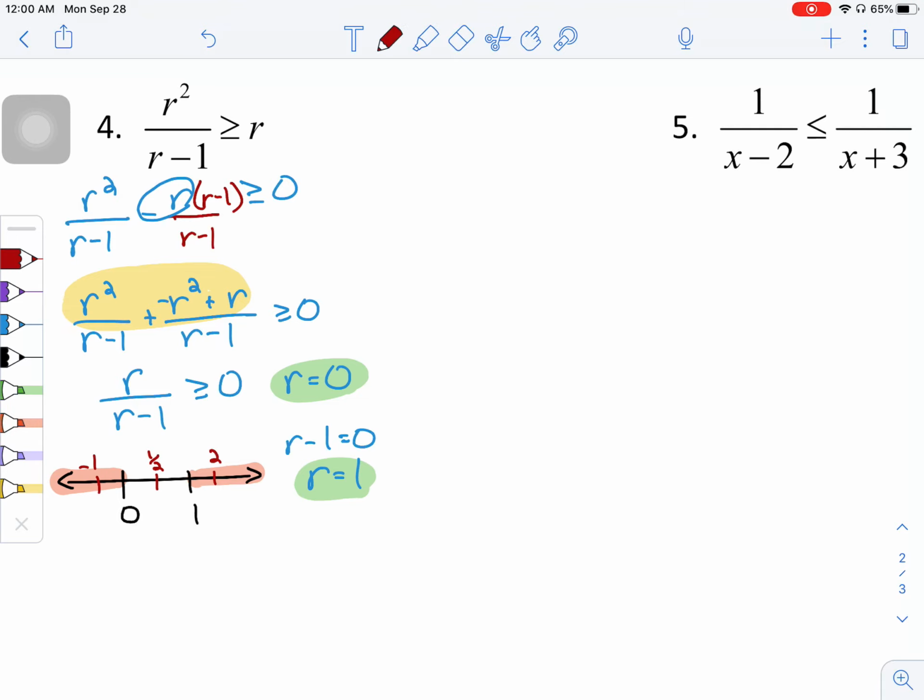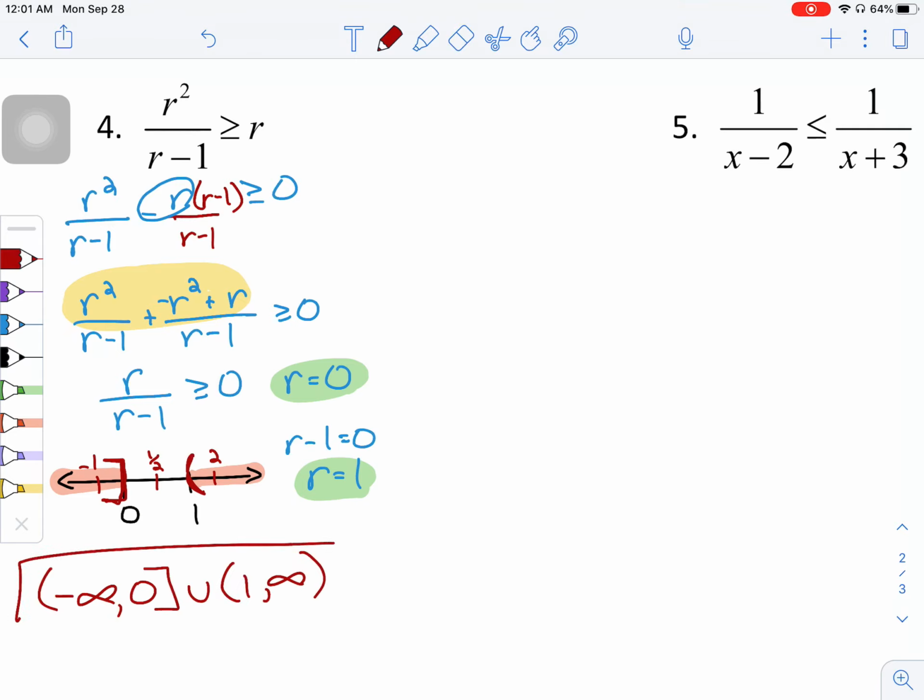And the last thing you do is figure out brackets or parentheses. We had an equal to sign the whole way through with the inequality. And so what we're going to do is say that the critical value from the numerator gets the bracket, and the critical value from the denominator will take the parentheses. So negative infinity to 0, union 1 to infinity. Okay, so that's problem number 4. It was actually kind of nice that the quadratic disappeared out of the problem, because then we would have had a rational quadratic. Loads of fun.